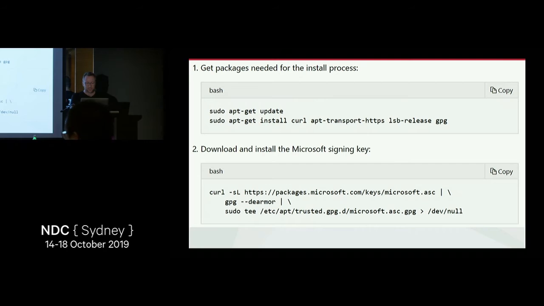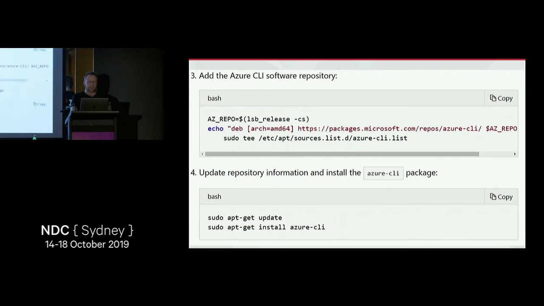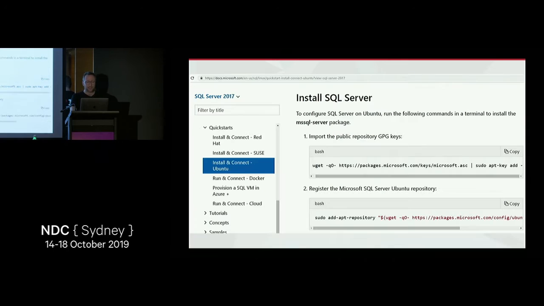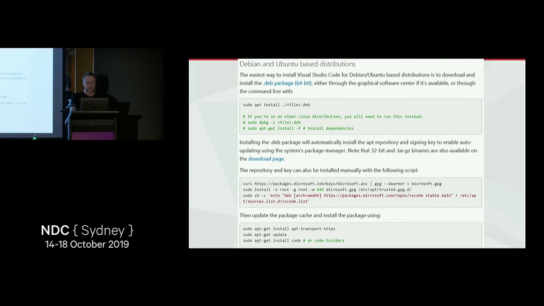So here's the instructions for the Azure CLI. And what you're doing is you're downloading something and running a script, and then you're doing something else. And here's the instructions for installing SQL Server, and it's a completely different set of instructions. If you look at Visual Studio Code, it's another completely different set of instructions, which is weird because what's going on in all these three cases is exactly the same thing.